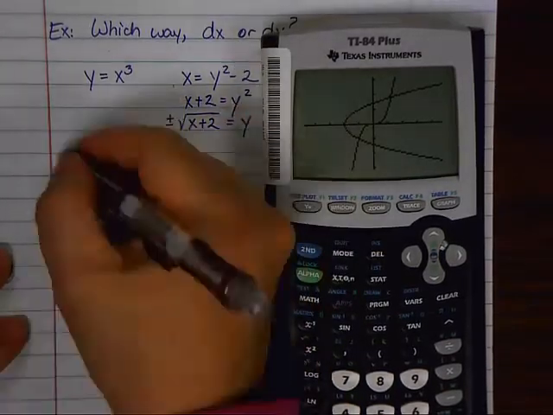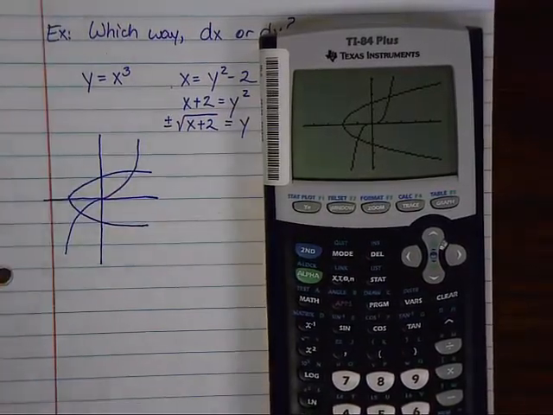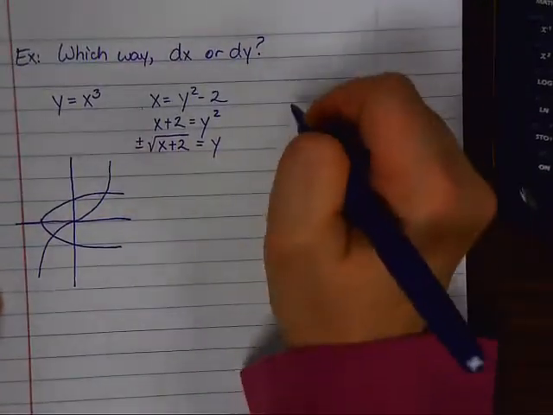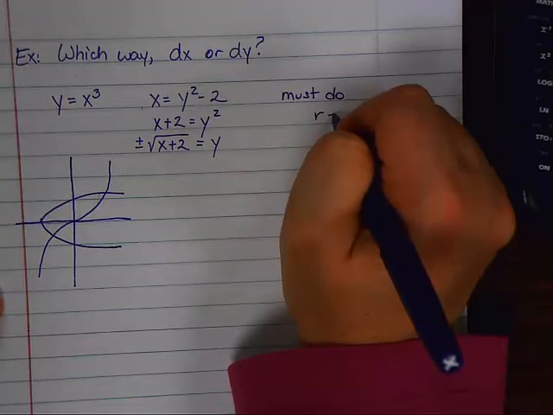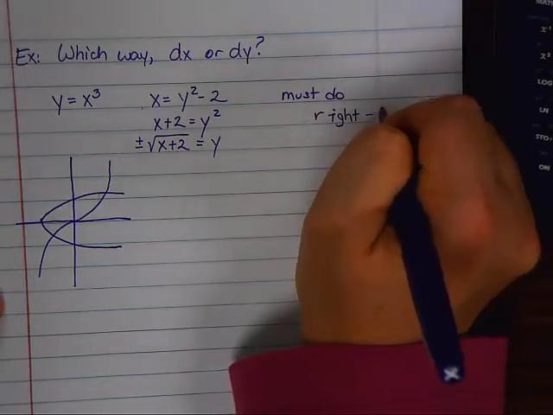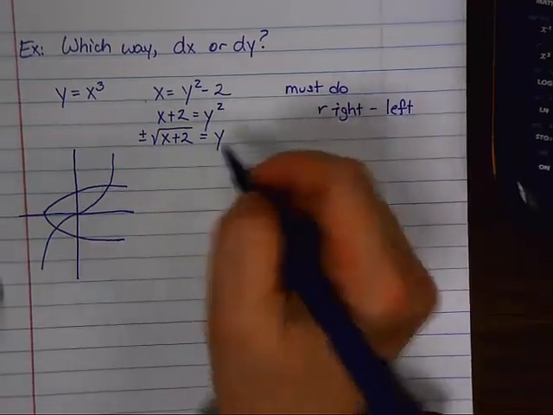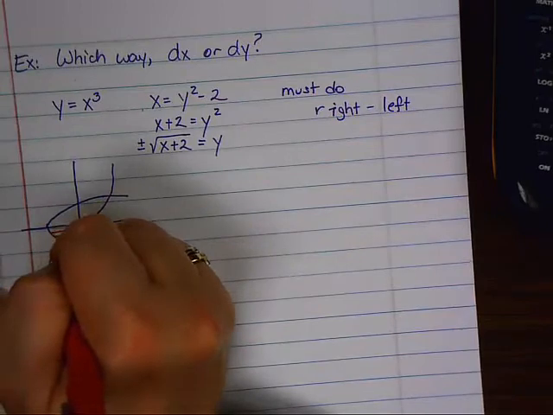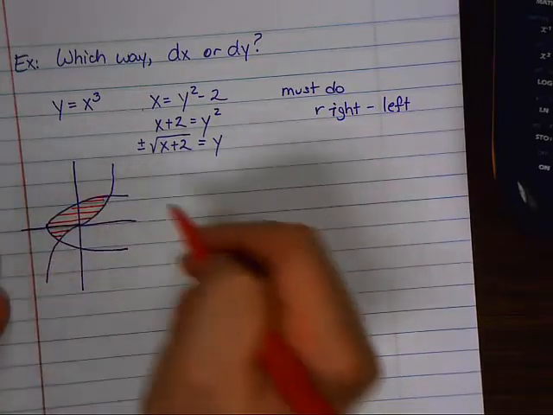So I have to do horizontal. I don't have a choice in this case. The last one I could choose either way. This one I don't have a choice. You must do the right minus left. Okay. So I'm going to draw them in with my red pencil. Right minus left, I am hitting curve on one side, curve on the other. We're good.